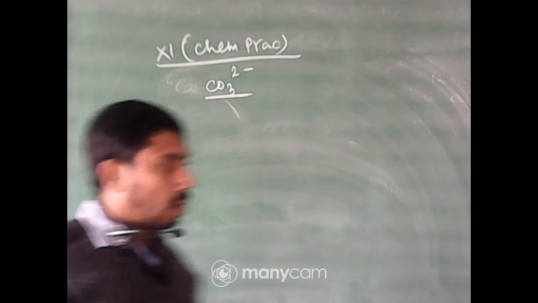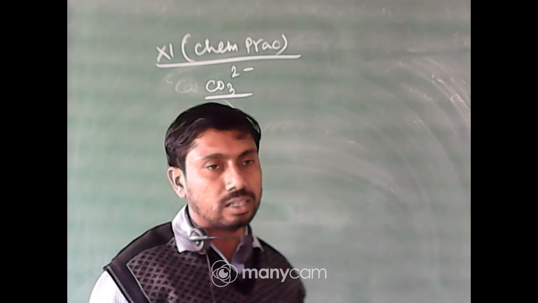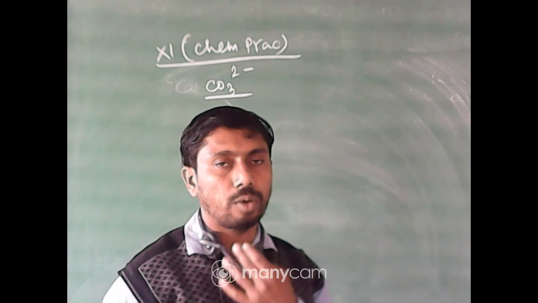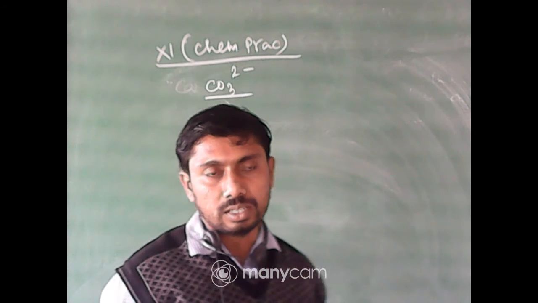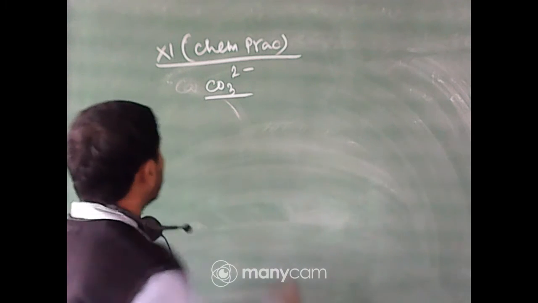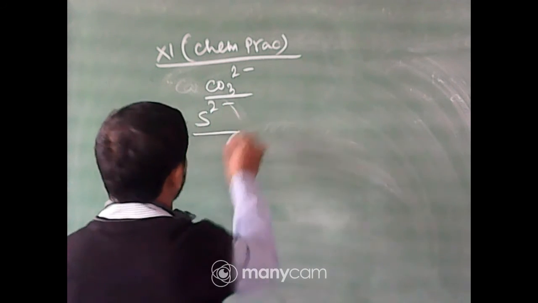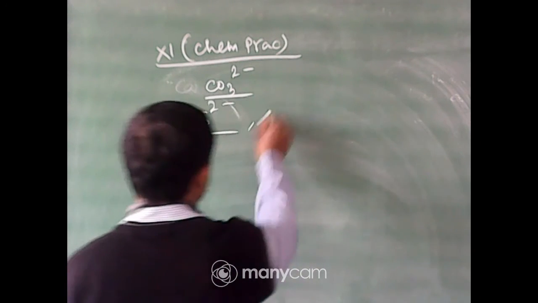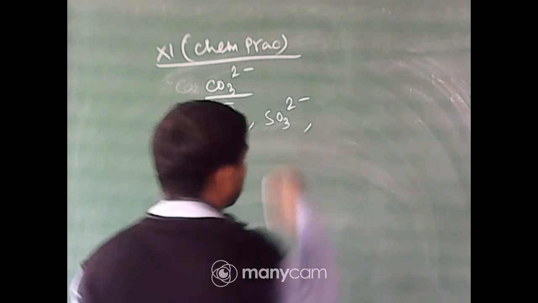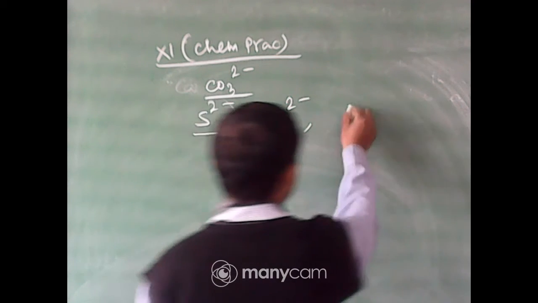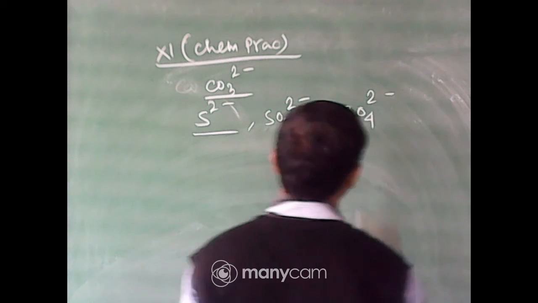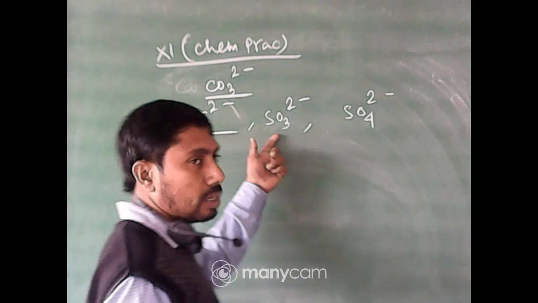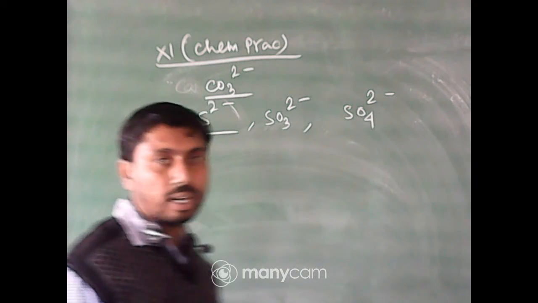If you use the weak acid, then it will evolve carbon dioxide gas. This practical you have also seen last year, that is in class 10. Next one is sulphide, S2 minus. Okay, sulphite is there, SO3 2 minus. Okay, sulphate is also there, SO4 2 minus. So, containing sulfur, this is sulphide, this is sulphite, and this is sulphate.